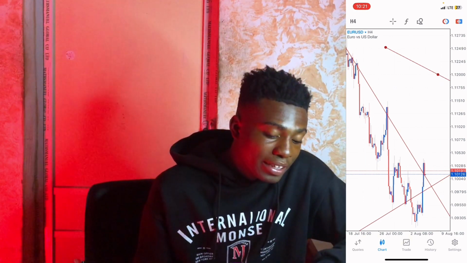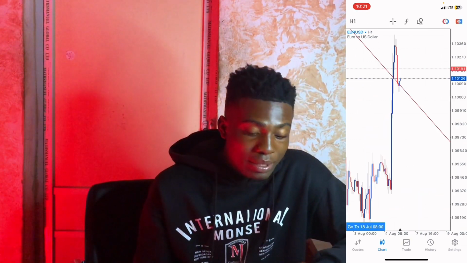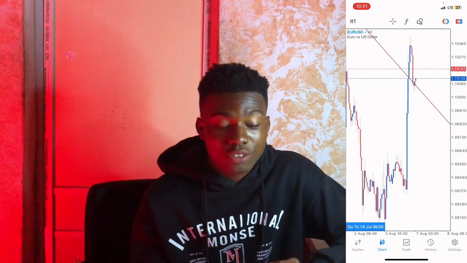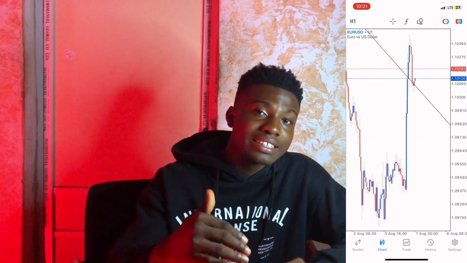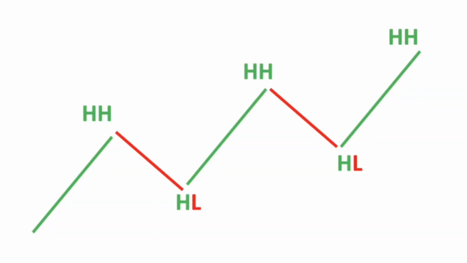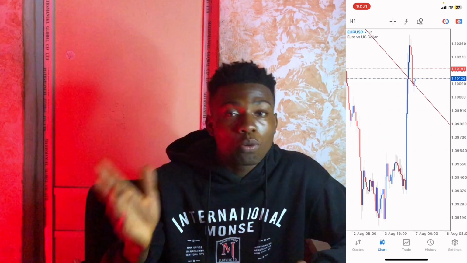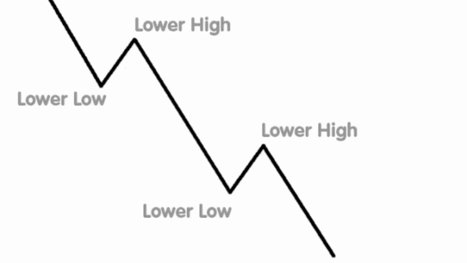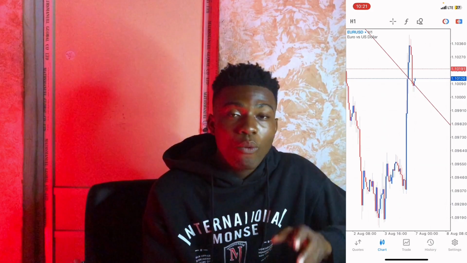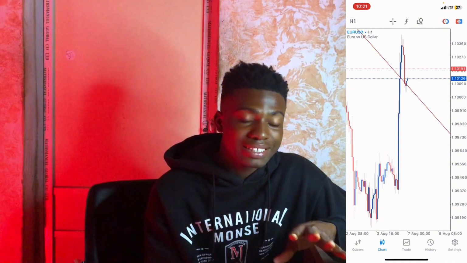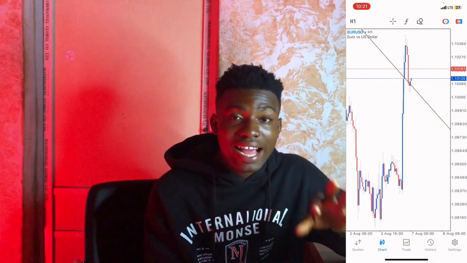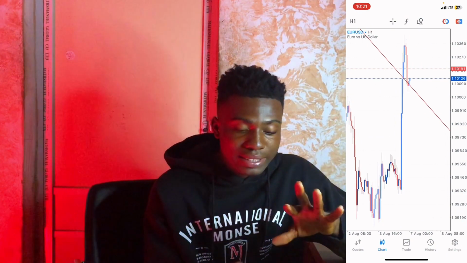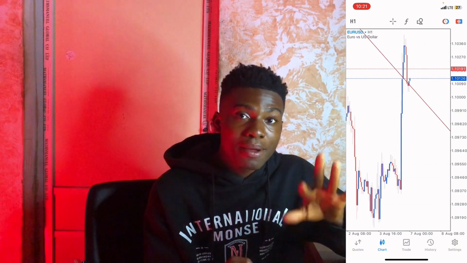So what we're going to do right now is go to the lower time frame and check for signs of an uptrend. If you know about higher highs and higher lows, that is an uptrend, and lower lows and lower highs, that is a downtrend. So what we're going to specifically look for here is higher highs and higher lows.